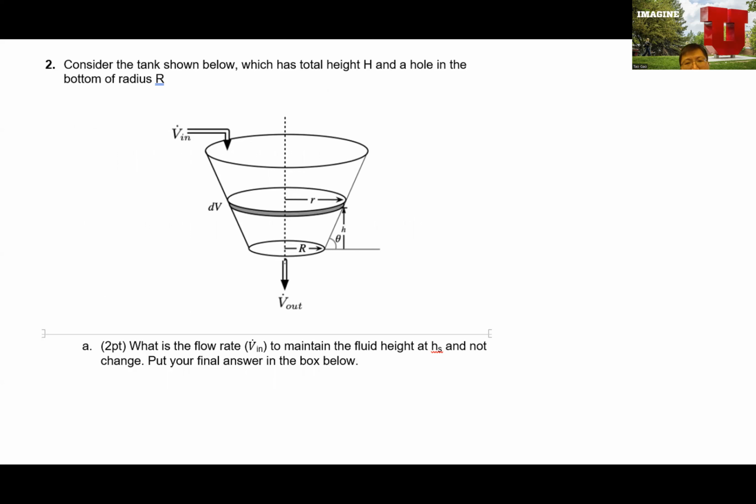So number 2. This is kind of like one of our homework problems. We have this in our homework 1 and 2. I'm trying to use these homeworks to familiarize yourself with how to analyze a tank with some random shape, how to conceptualize the mass balance, mole balance problem in such a tank, right? So number 1 is: what is the flow rate to maintain the fluid height at HS and not change?